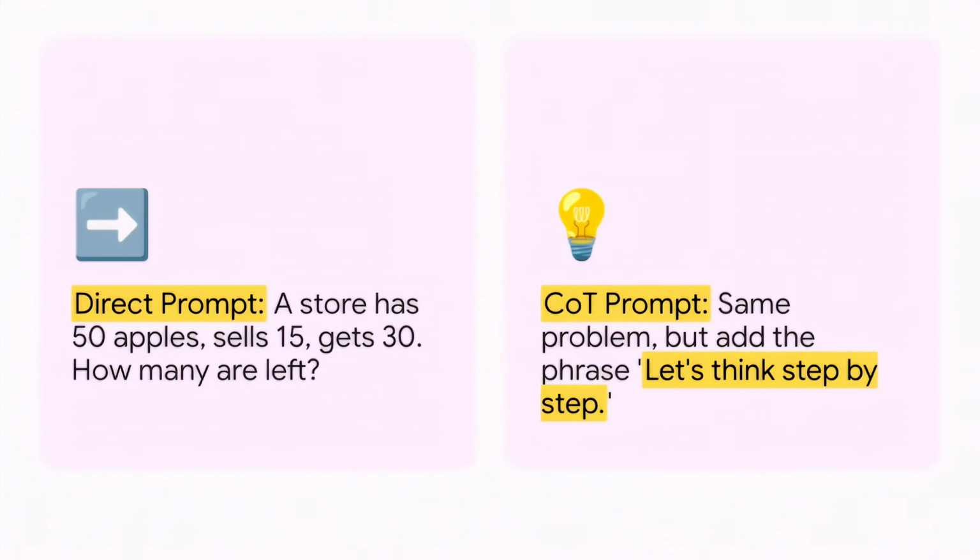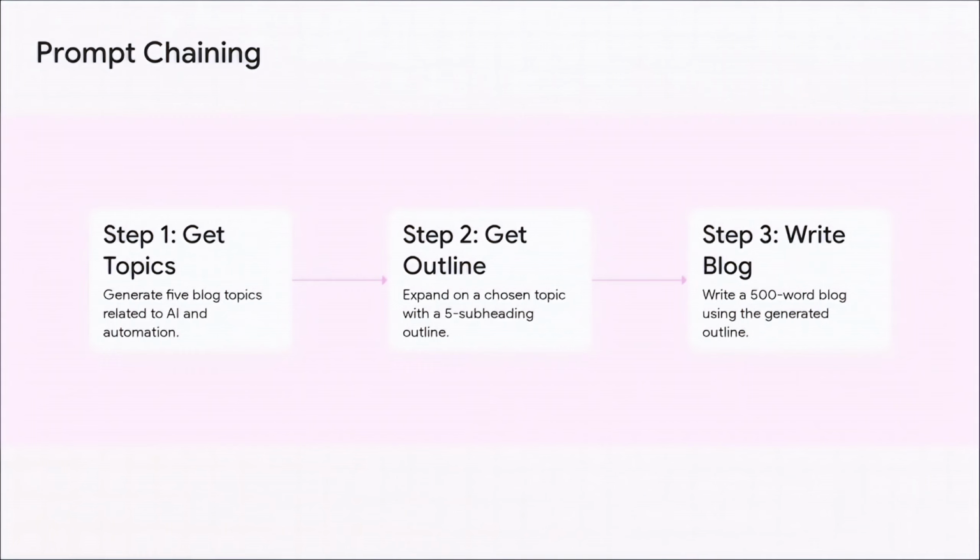Just adding that little phrase, "let's think step by step," is completely transformative. For some types of math problems, this one addition can take the accuracy from a shocking 18% all the way up to almost 80%. Why? Well, because you're stopping the AI from just jumping to a conclusion and forcing it to follow a logical path to the answer.